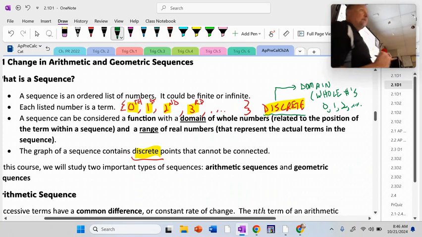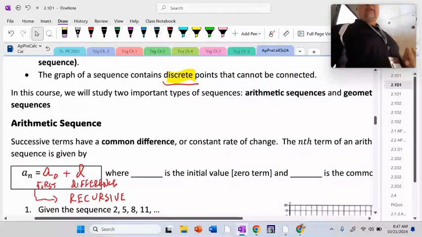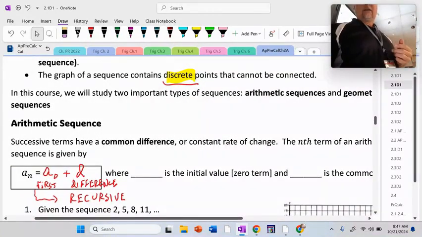That's your domain for sequences. That's what it is. Okay, so what does the word discrete mean? I'll talk about that as we move forward. Okay, so they're not connected, so it's nicely in there.